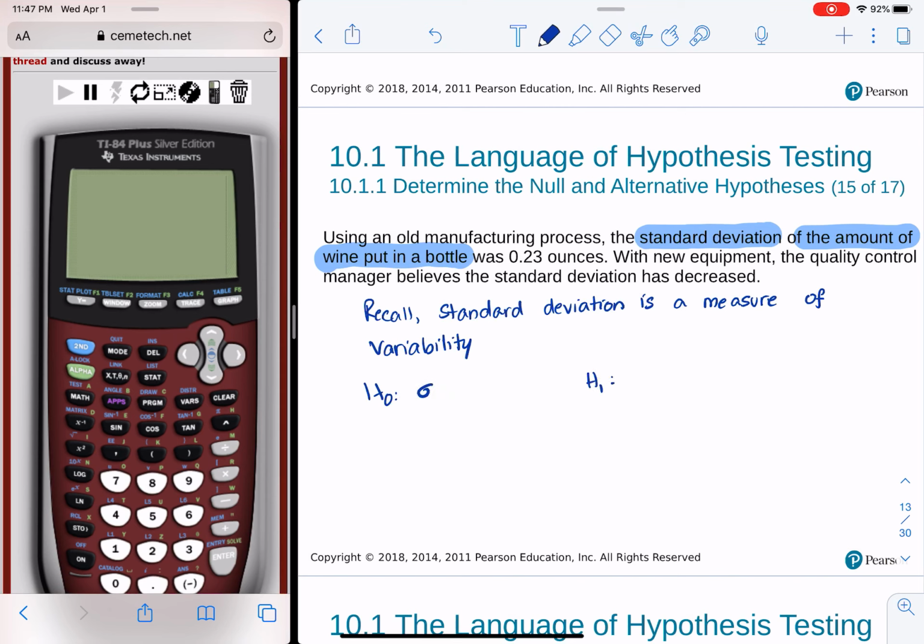So what was the claim then? It was 0.23 ounces. So now that we have a new equipment, the quality control manager believes that this standard deviation has decreased, in the sense the parameter has gone down from 0.23 ounces to some other number. So that is the claim made by the quality control manager. So the claim is that the standard deviation sigma is less than 0.23 ounces.